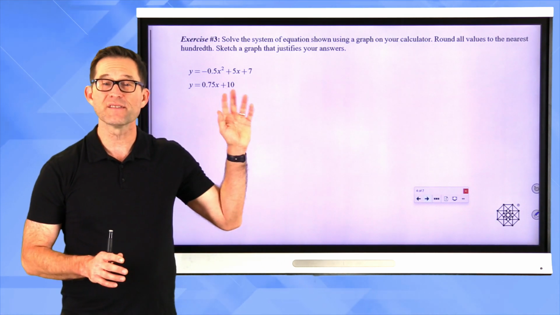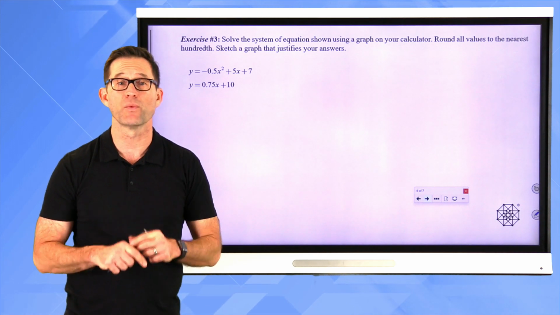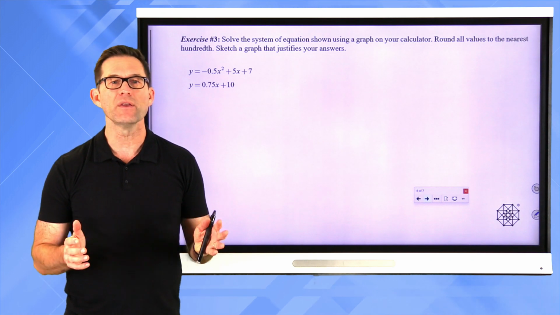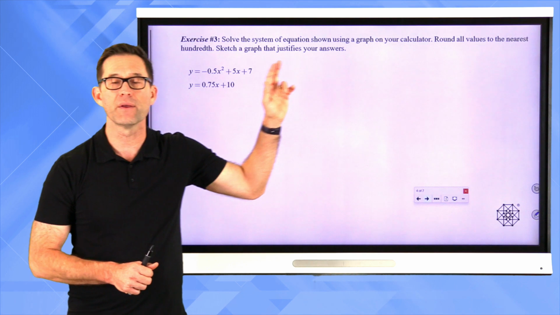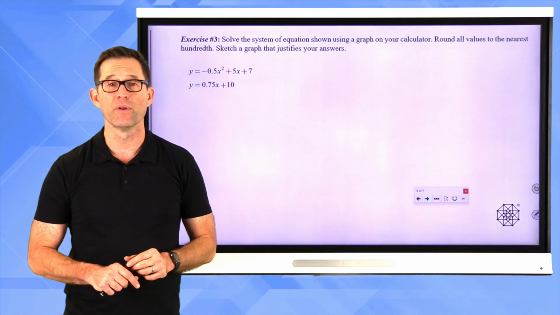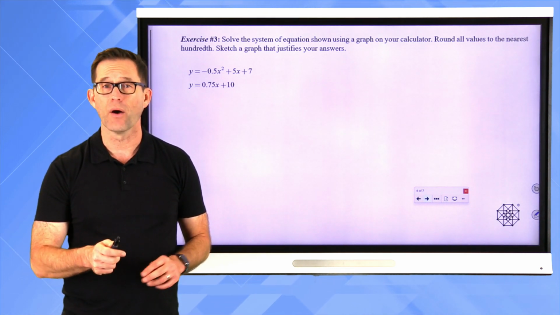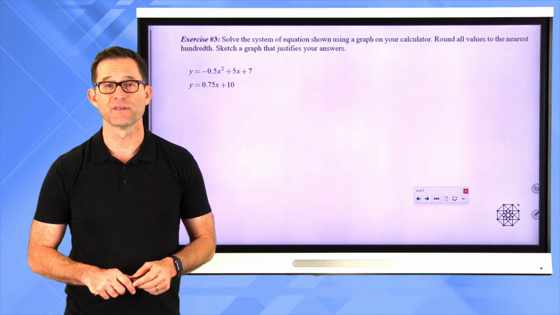This is a system that, although you could solve it algebraically, especially once we had the quadratic formula, it would be rather ugly. So I want you to just do this one graphically, and notice it says round all values to the nearest hundredth, which implies immediately that we're not going to have really nice integer values. So pause the video now, put these into your graphing calculator, and see if you can solve that system.